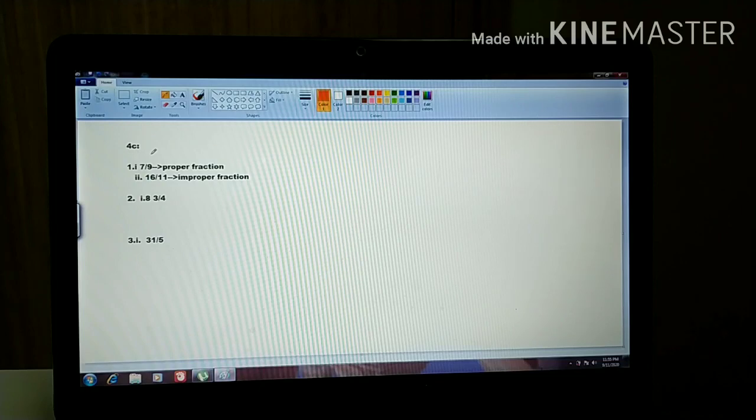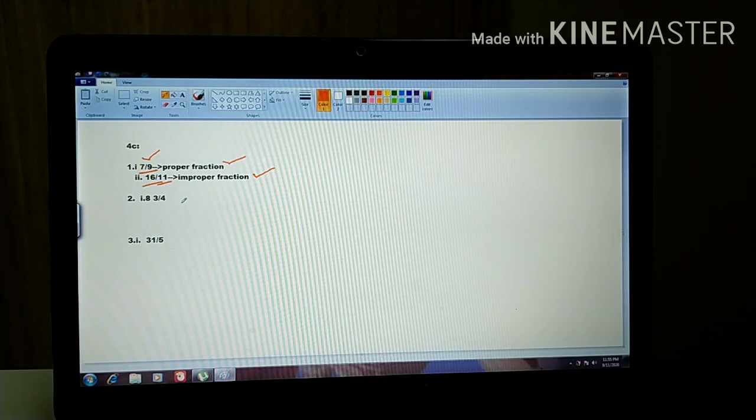Observe the first one. They have given 7 by 9. If you observe here, the numerator is less than the denominator. So if the numerator is less than the denominator, then this fraction will be a proper fraction. If the numerator is greater than the denominator, then that fraction will be called an improper fraction. Like that, for all the fractions write down which is proper and which one is improper. Next question, see this one.